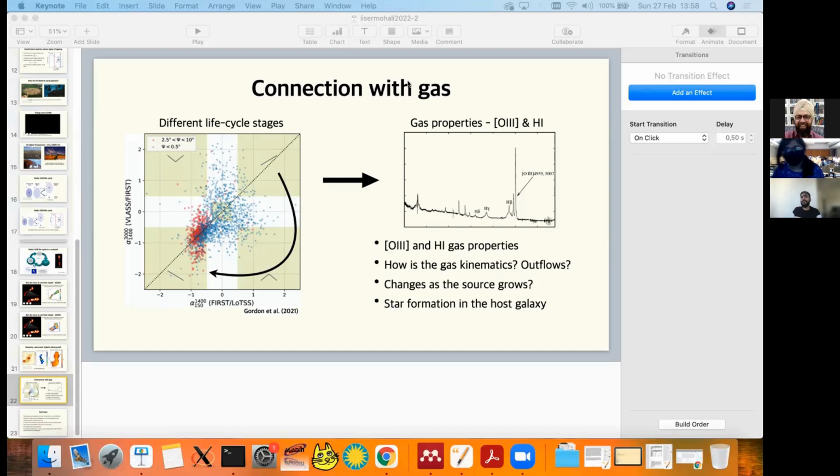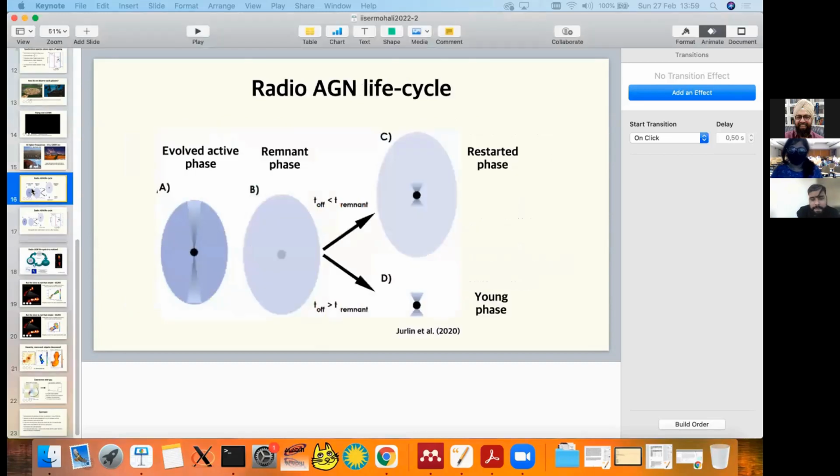So I had a question about the restarted phase of these AGNs. I didn't exactly catch what mechanism drives the restarting process. Can you explain that? Yes. It's actually one of the biggest open problems in this field. We've been trying to understand what exactly happens. Why does the accretion stop, if it does, and what leads to this engine starting again?